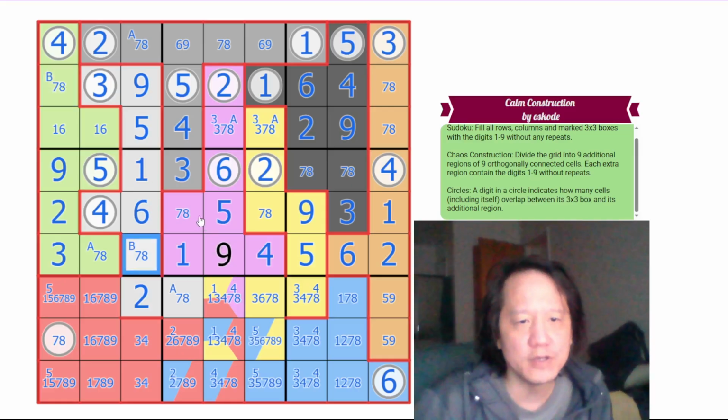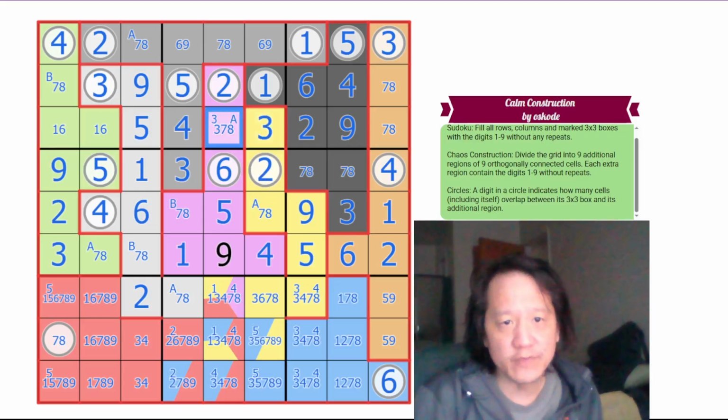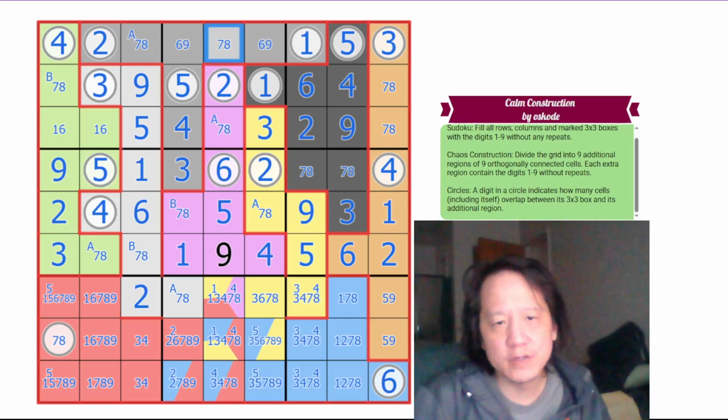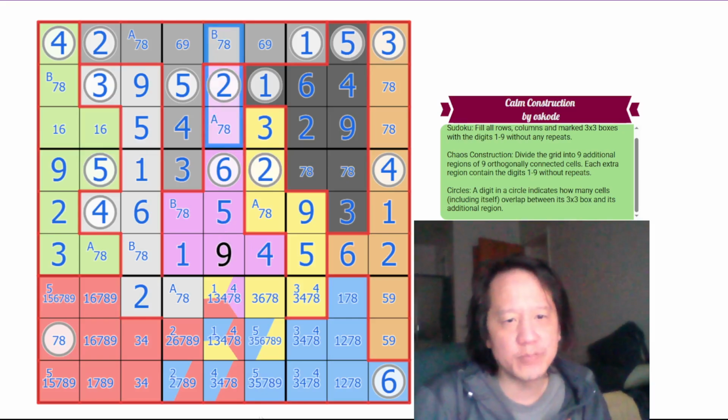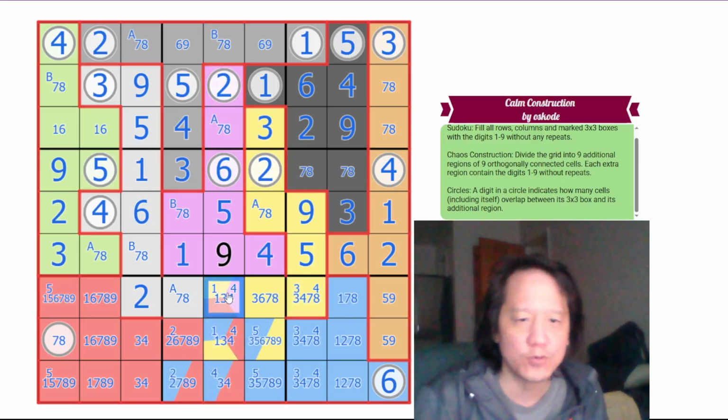So this is A. We're going to mark the other one as B. So B, B. This is A, so this must be B, which means this can't be B. That's A. So A is here, which means this cannot be A here. Therefore, this is a 3. Therefore, this is not 3. This is A here. This is B. This is a 7-8 pair, which eliminates 7 and 8 in the rest of the column. So this is a 1, 3, 4 triplet, which eliminates 1, 3, 4.